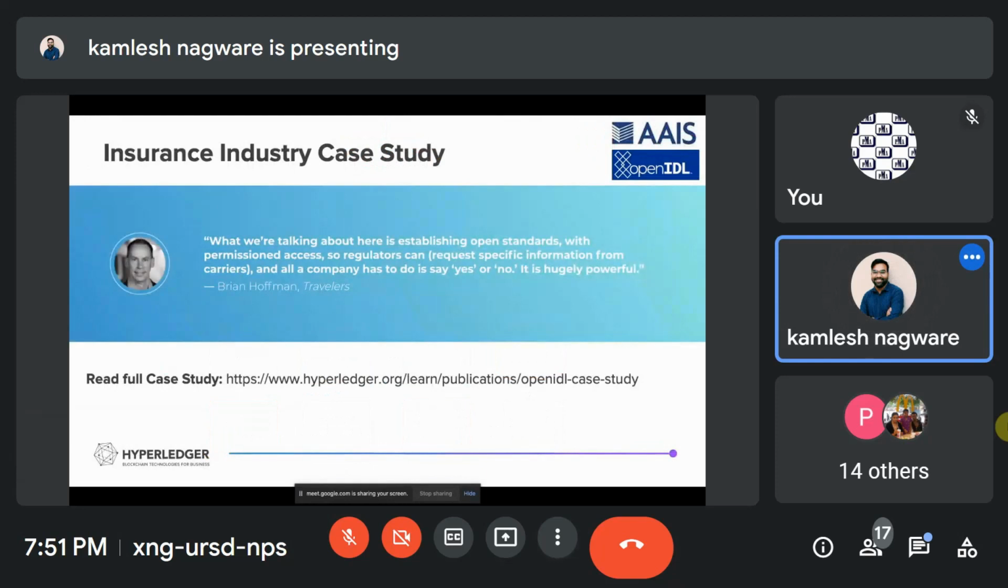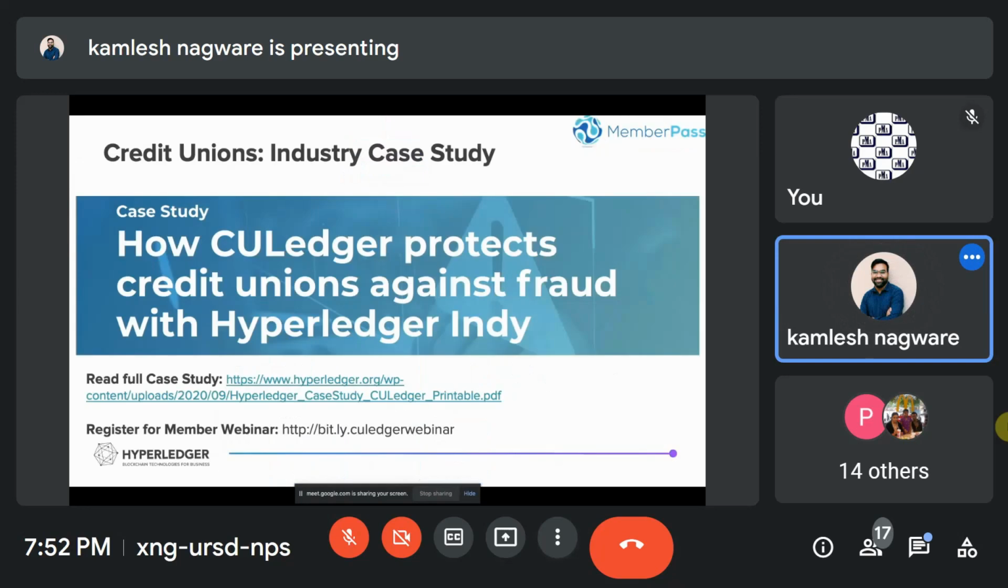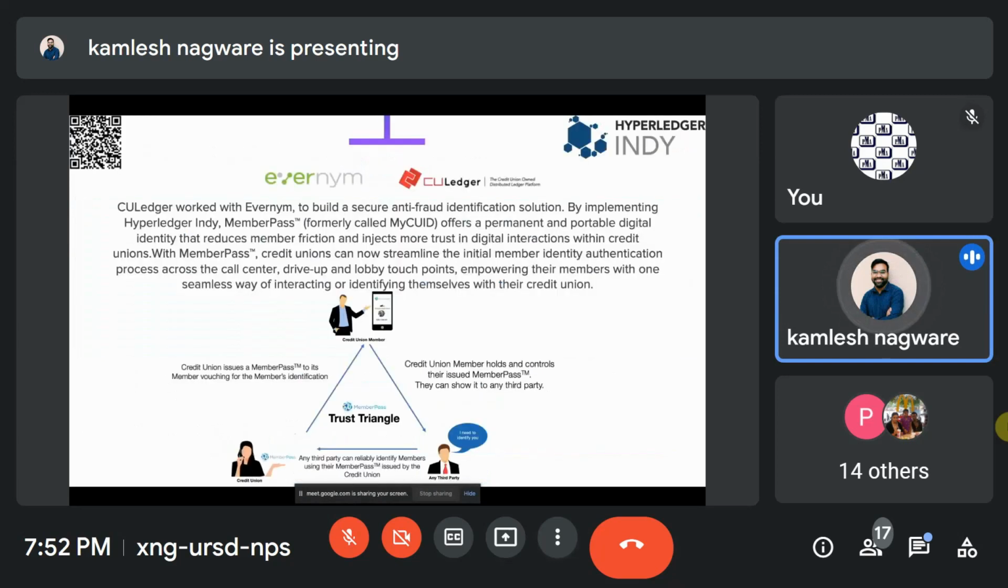This is the insurance use case. This is implemented by a regulator or a consortium of different insurance companies in the US. You can see insurance carrier 1, 2, and other insurers, and how it works. This is another identity management use case in a banking system, like KYC. There is an issuer, then a verifier, and then an identity holder.